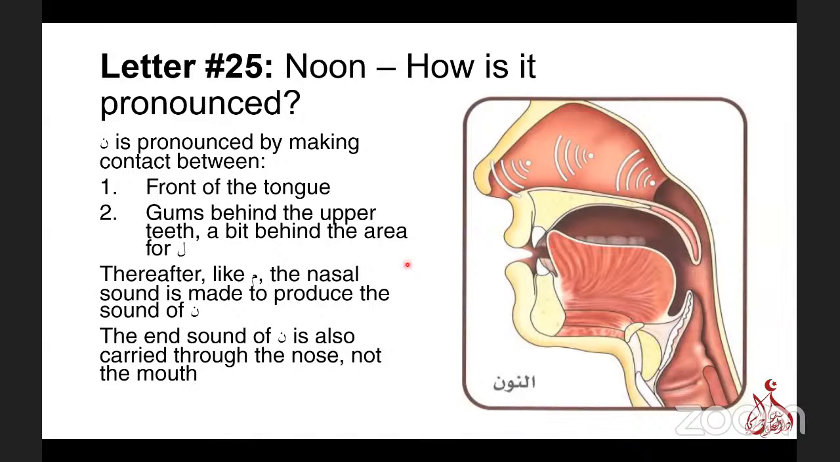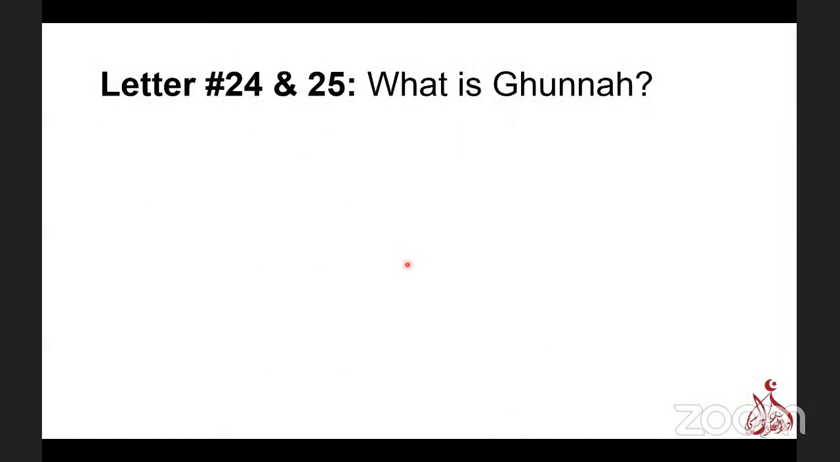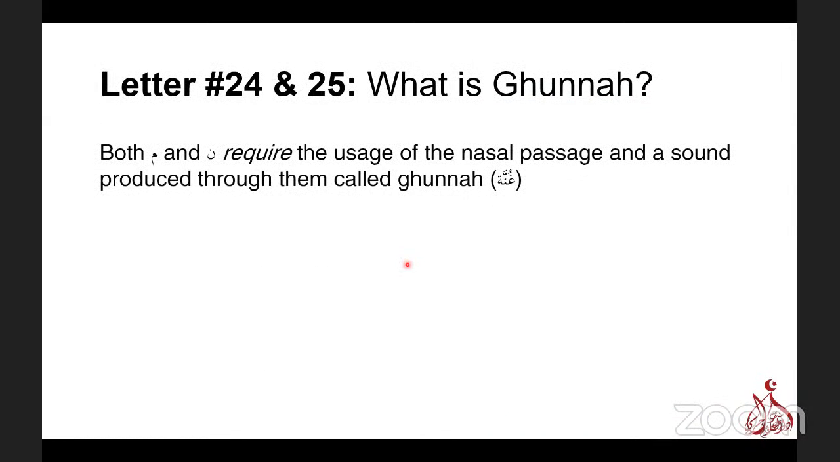So those are the letters Meem and Noon. And as you can see, unlike other letters, Noon and Meem have an extra part to them, which is the ghunna part in just pronouncing the letter. Now, one thing very quickly, what is a ghunna? So both Meem and Noon require the usage of the nasal passage and a sound passed through them called ghunna. So Meem and Noon are impossible to pronounce without the nasal sound. They're required.